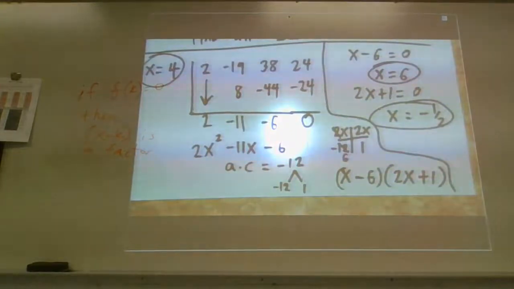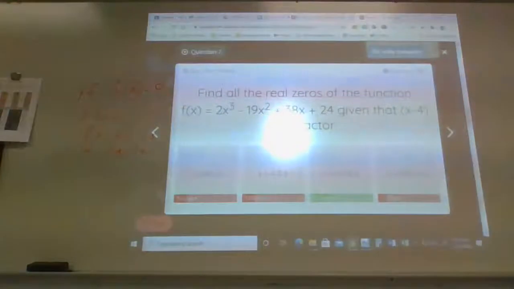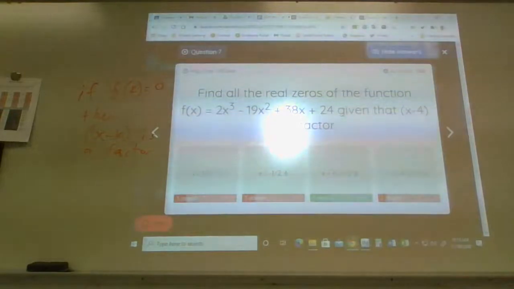I'm going to come back to the screen in a moment. I want to look at the quizzes. You can see right there what the correct answer was: positive 4, negative 1/2, positive 6. It's highlighted in green.